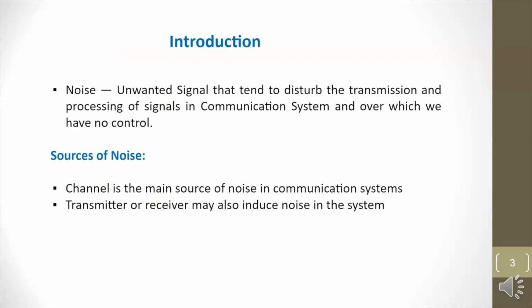Noise, as you all know, is an unwanted signal that tends to disturb the transmission and processing of signals in a communication system and over which we have no control. The different sources of noise include the channel. Channel is the main source of noise in a communication system. The transmitter or receiver circuits may also induce noise in the system.